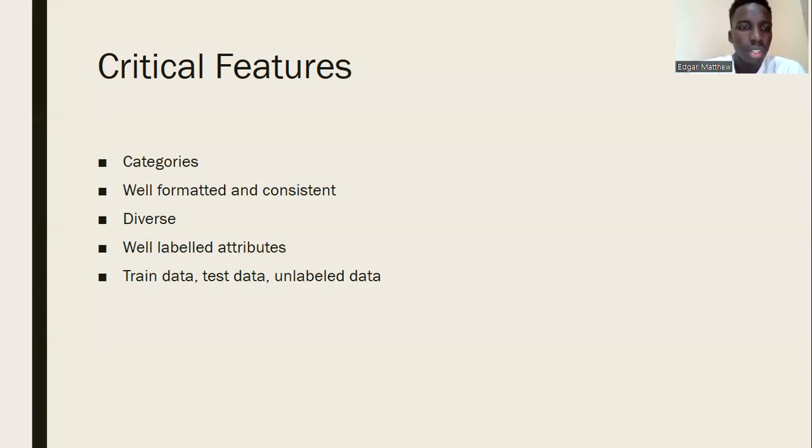It has good labels. It has all the three forms of the data that we need. It has some data to train the algorithm, some data to test the algorithm, and unlabeled data in cases where we might need to do some unsupervised learning, to just let the algorithm figure out some patterns in the data itself.